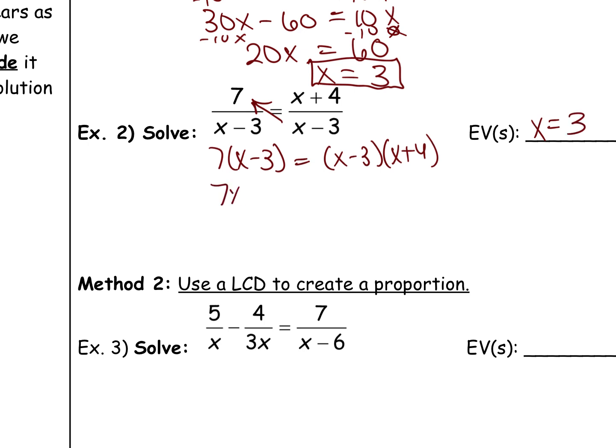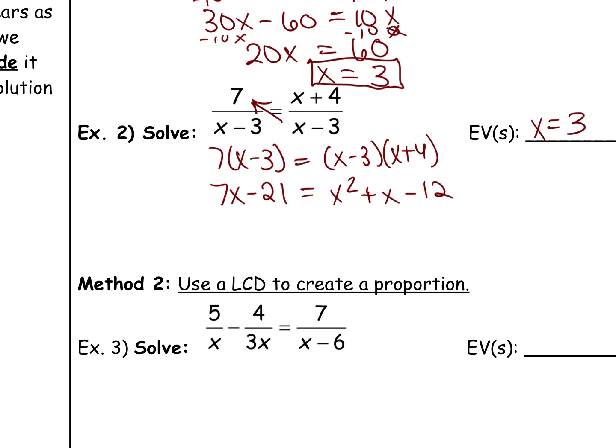Okay, so here we got 7x minus 21. Do you agree? And then over here we got x squared, plus x minus 12. Is that good FOILing? Does it all match? Anybody get a different answer?